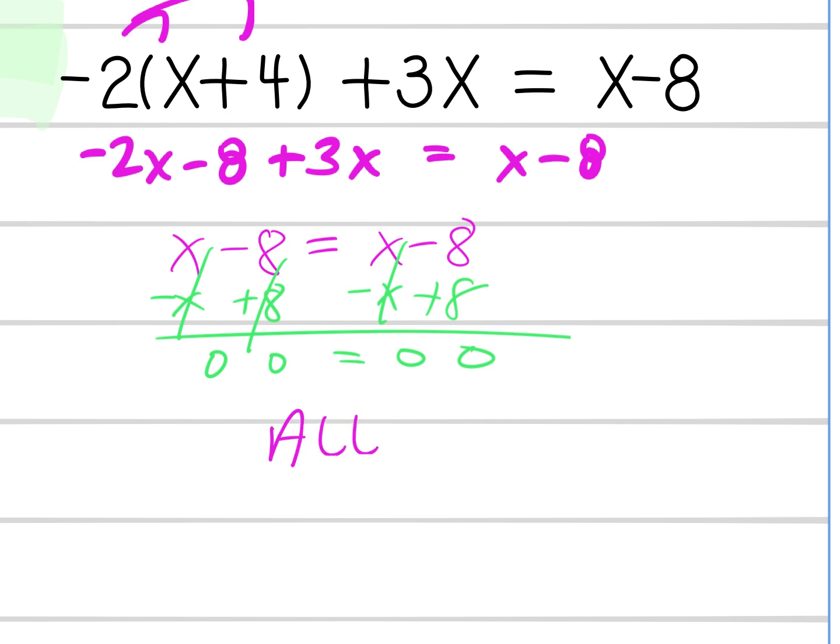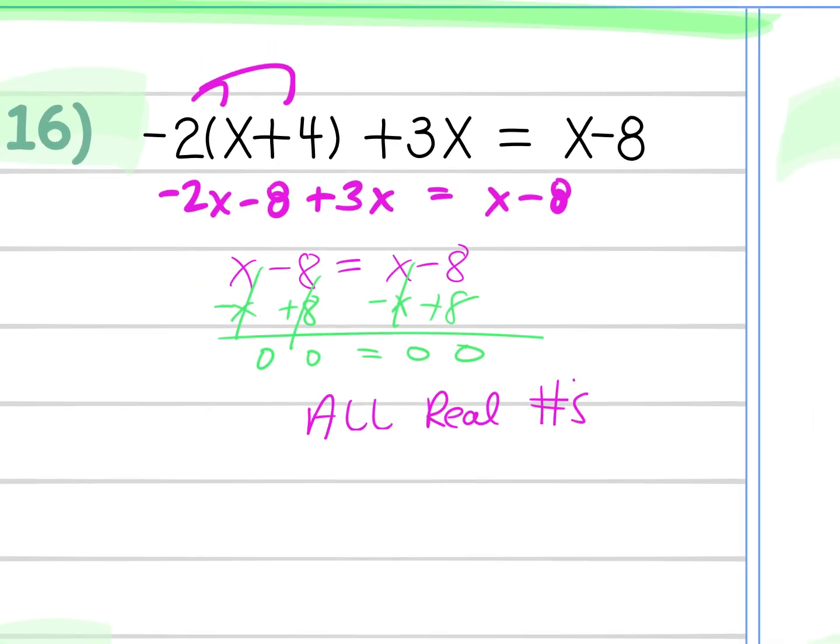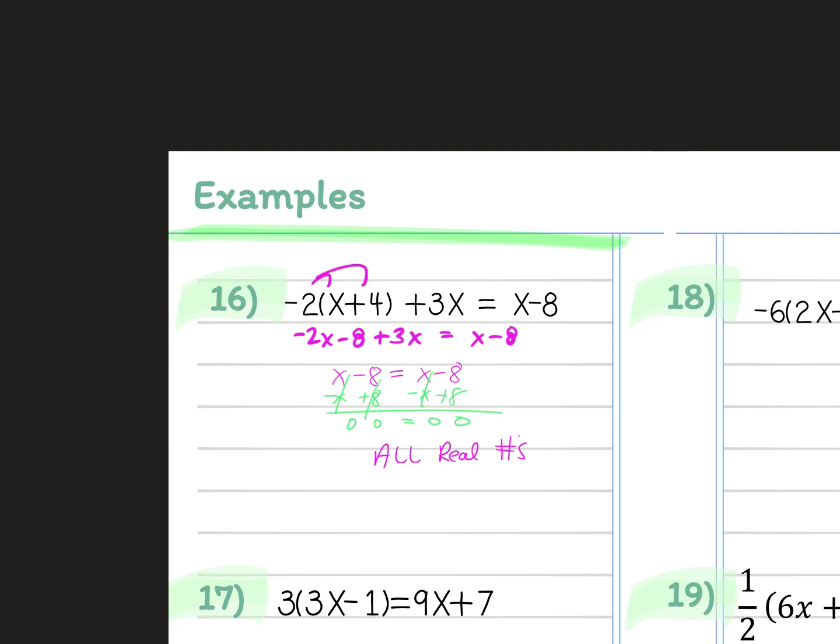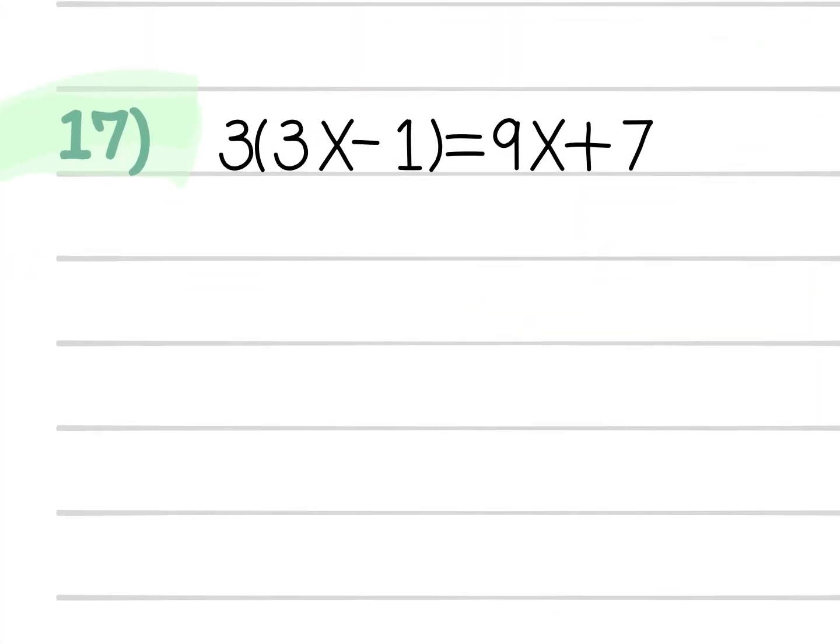Miss Ferry, we say all real numbers? So all real numbers. What does that mean? Explain that to me. You could put anything in for x and it will satisfy the equation. Good. All right, 17. What shall I do first?